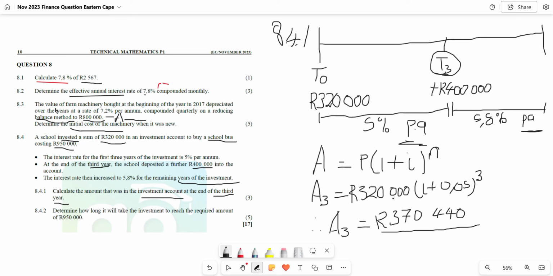Then they top up this amount with a further deposit of 400,000. Meaning this is the amount that was there at year 3, and on top of the amount they have, they further deposit. Then what needs to happen here? We need to add to the amount they had at T3 the further deposit, in this case 400,000 rands. We need to add it at T3 because this further deposit happened at T3. This is going to give us the total that we have at T3.